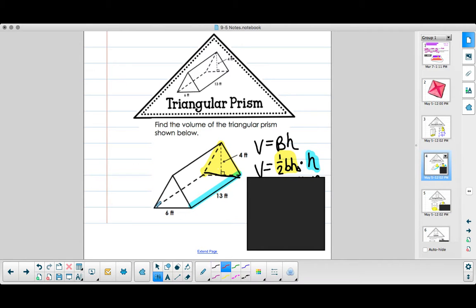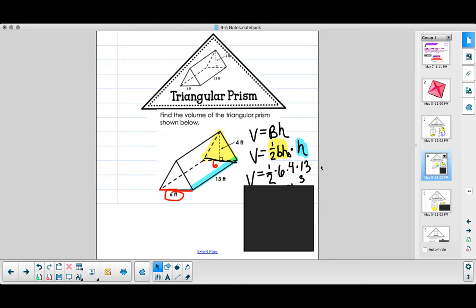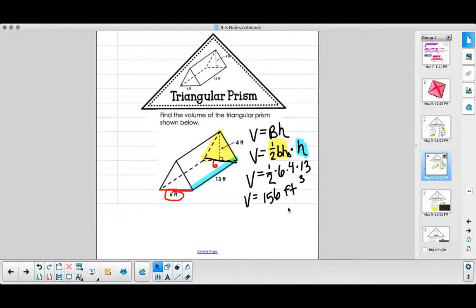It doesn't give us the length of the base here. However, it does give us the length of the base in the front of the prism. And if this number is 6, then this number also has to be 6 feet. So for the area of the triangle, it's 1/2 times 6 times 4. And then the height of the actual prism is just what I highlighted here in light blue. It's from one triangle to the other, and it's 13. So it would be 1/2 times 6 times 4 times 13. You can work this out any way you want. You can go straight across. So 1/2 of 6 is 3, and then 3 times 4 is 12, and then 12 times 13 is 156 feet cubed.